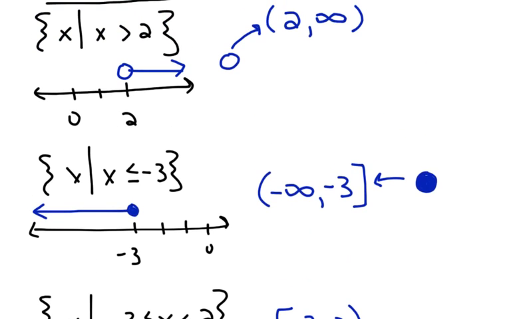If the graph goes off to the right forever, the second value is infinity. If the graph goes off to the left forever, the first value is negative infinity. It just says going in the negative direction forever. Both infinity and negative infinity have parentheses rather than a bracket.